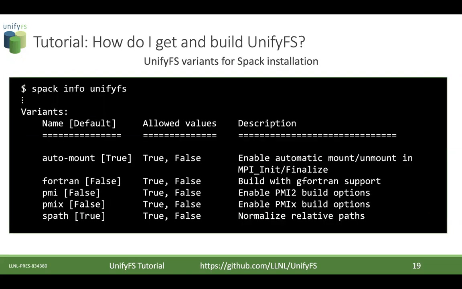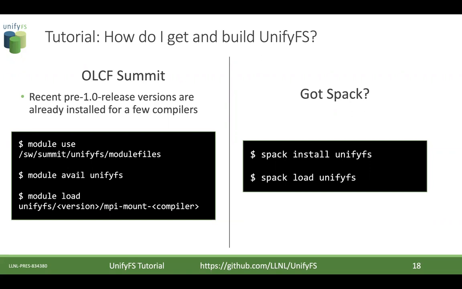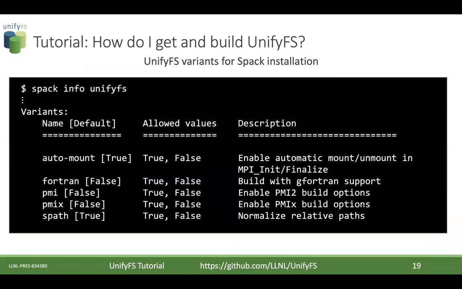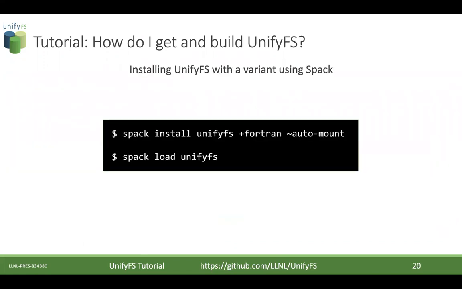And we offer a few build time configuration variants. The main one I'll touch on is auto mount, which I realized in the last slide. Sometimes we seem to interchange MPI mount and auto mount, but they are the same thing here. What that enables is for UnifyFS to mount and unmount during MPI init and finalize. There'll be a little more detail later as to the advantages of that too. And then we have some Fortran support, and PMI-X is for bootstrapping. For those not so familiar with Spack, you can install with any or none of these variants should you choose to.